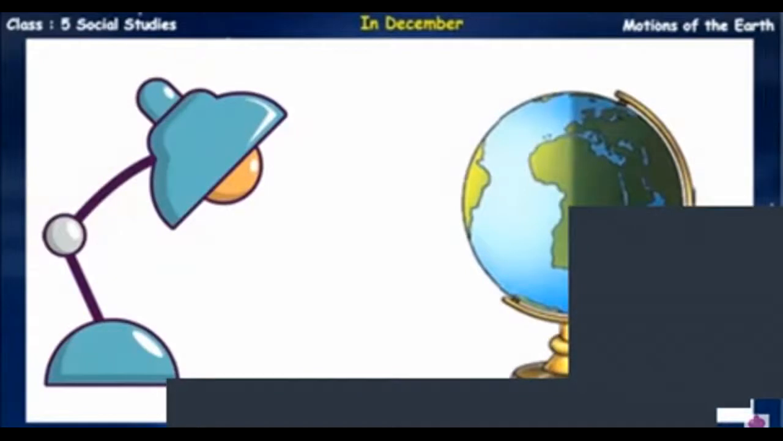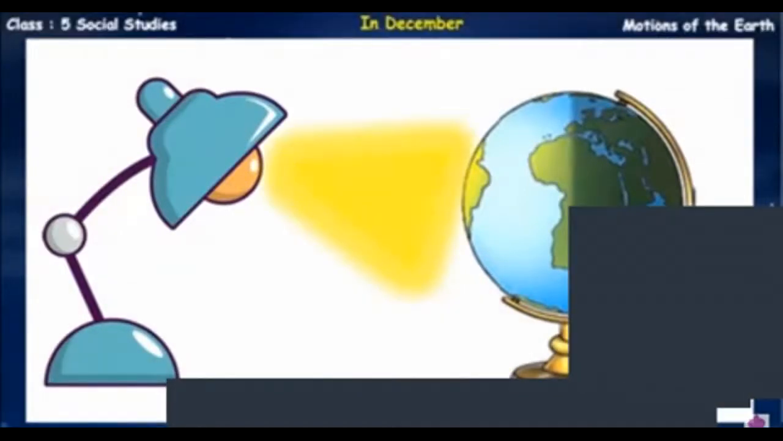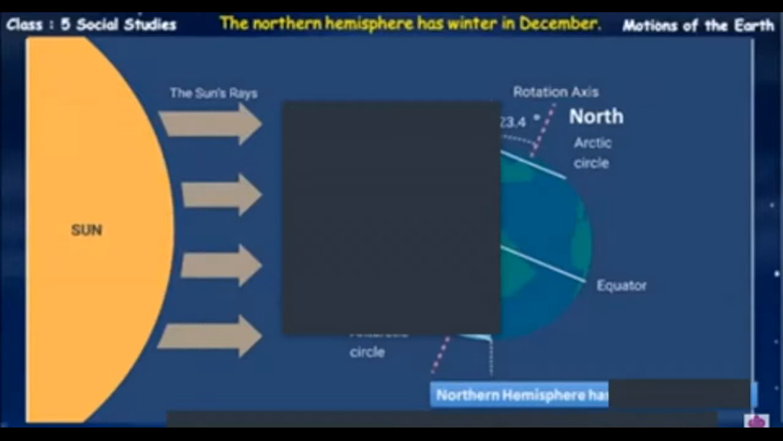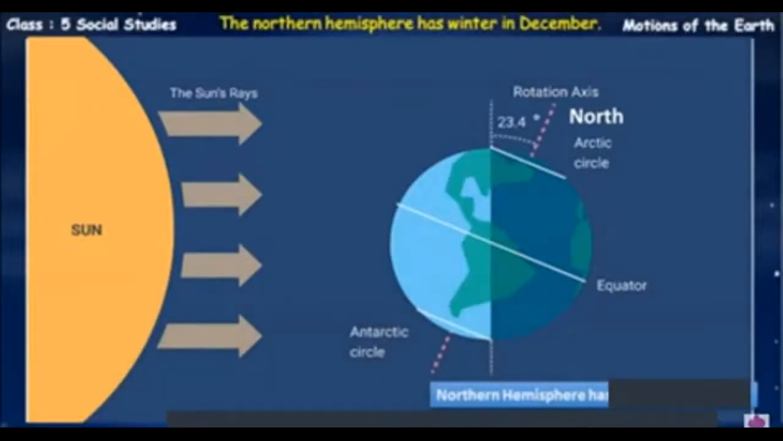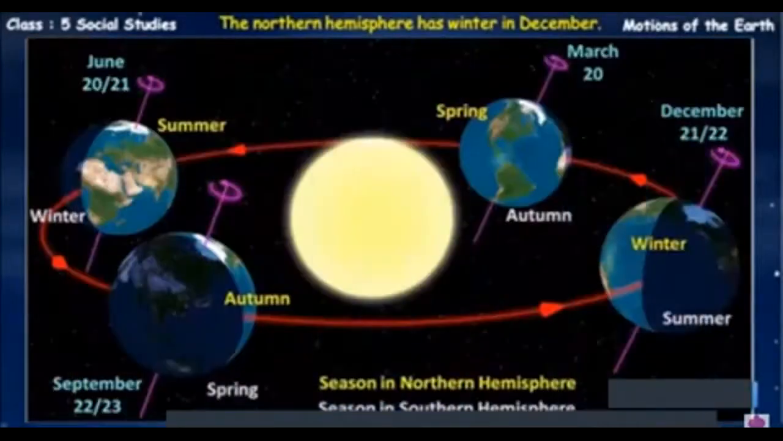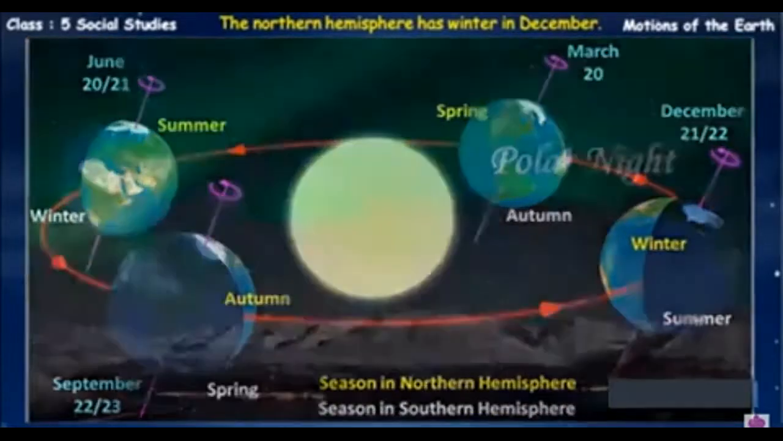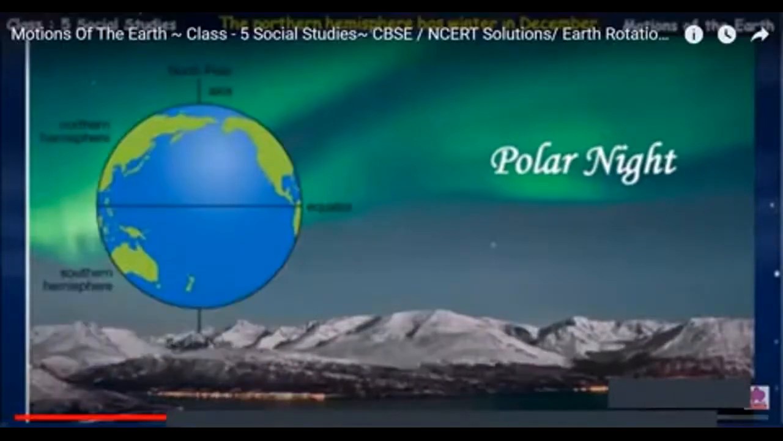In December, the seasons will be exactly opposite of what they are in June. The northern hemisphere has winter in December. The northern hemisphere is tilted away from the Sun. The Sun's rays fall less directly on it. The days are short as the Sun rises late and sets early. The North Pole will now have continuous night. Polar night.